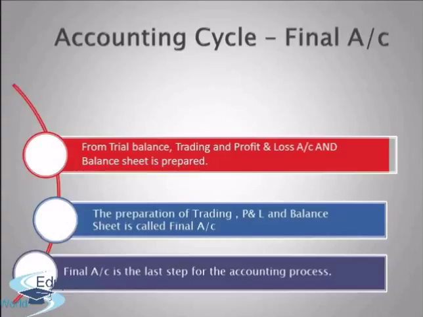So these are a very important part of the accounting system, the preparation of the profit and loss account and the balance sheet. The preparation of trading P&L account and balance sheet is called the final account. The final account is the last step for the accounting process. So let us now see how the P&L and the balance sheet look like as a part of the last step of the accounting process.